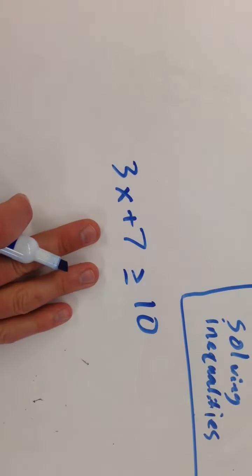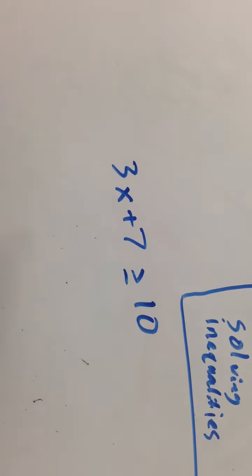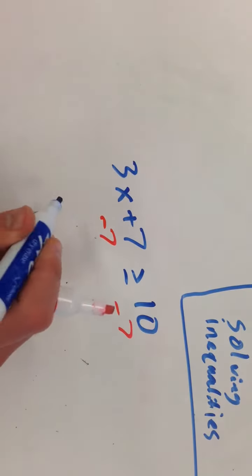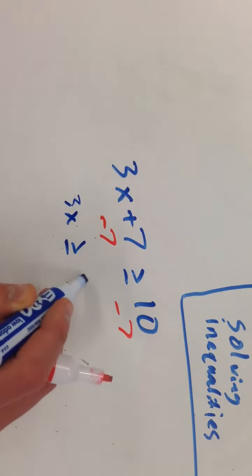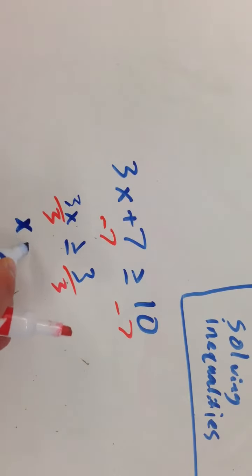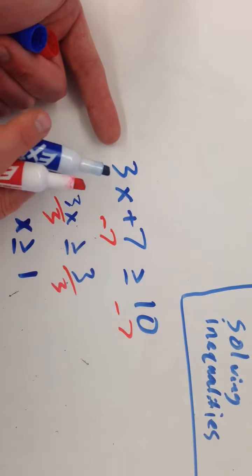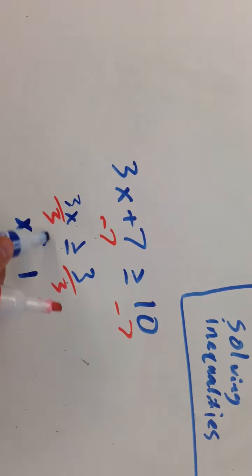So I don't want to just write out every single one that makes this work. That would take forever. What I want to do is solve this like an equation, right? I do the same moves that we did before. I'm going to subtract 7 from both sides, and divide both sides by 3. All my same rules of solving equations hold true. And when I simplify this, instead of just guessing and checking numbers, I'm just saying, well, you know what works? All the numbers that are bigger than or equal to 1.